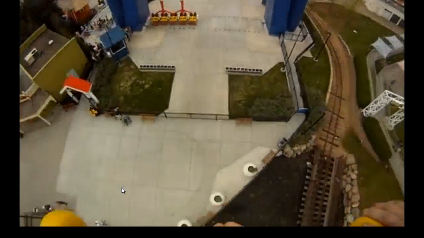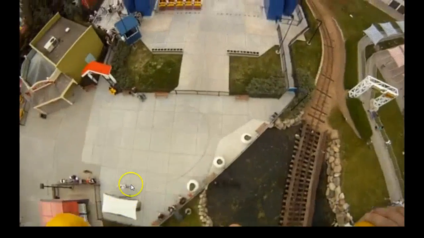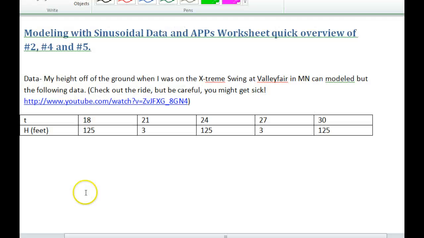So I'm on the swing. There you go. Ooh, I get a little sick watching this. And so I measure my height off the ground. Oh, I get a little nauseous watching that.